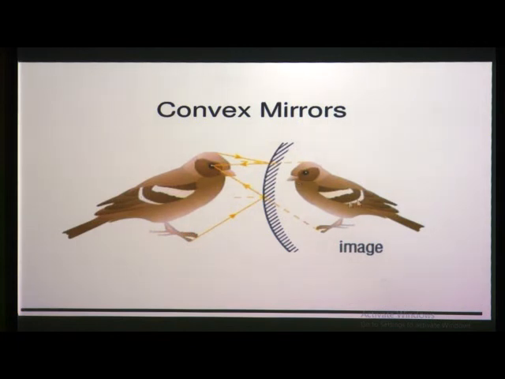Okay. So, in a convex mirror you will always get a virtual image, and also a diminished image. What is meant by diminished? Diminished means it is smaller in size. An erect image also you will get from the convex mirror.